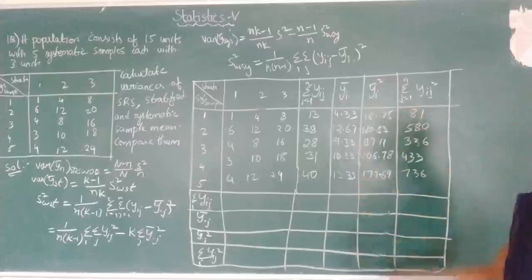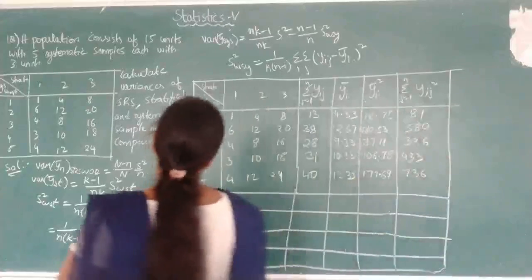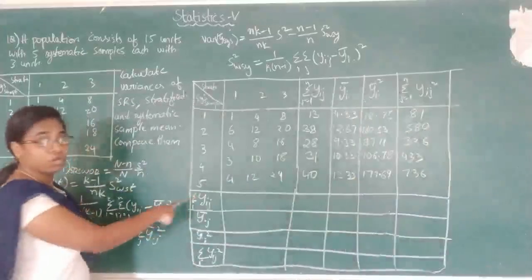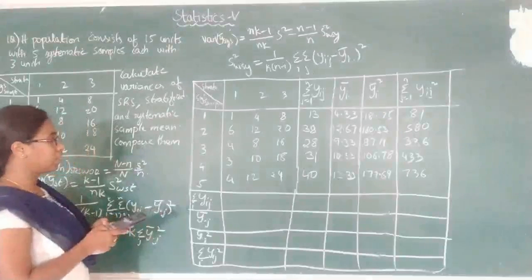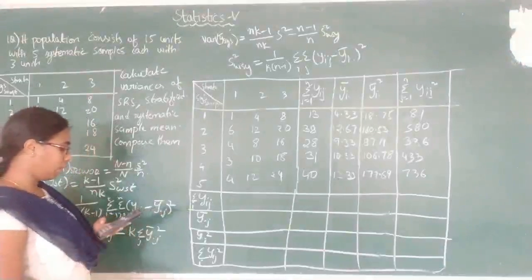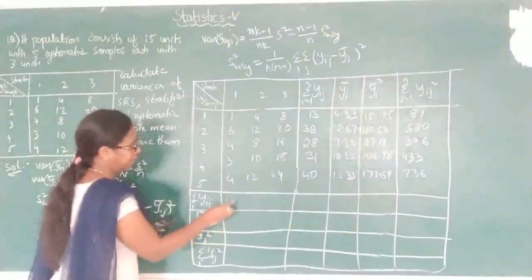Next, similarly, you have to find the values column wise also. First, summation of Yij. That means 1 plus 6 plus 4 plus 3 plus 4, you will be getting 18.